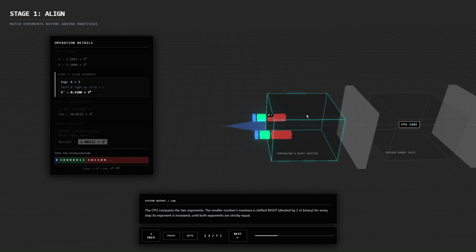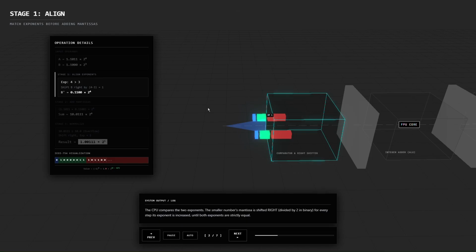See the left panel. The CPU first compares the exponents. A has exponent 4 and B has exponent 3. They are different. So the hardware takes the smaller one, that is B, and right shifts its mantissa by the difference, which is 4 minus 3 equals 1. So 1.1300 gets shifted right by one position and becomes 0.100 times 2 to the power of 4. Same exponent now, binary points are lined up.